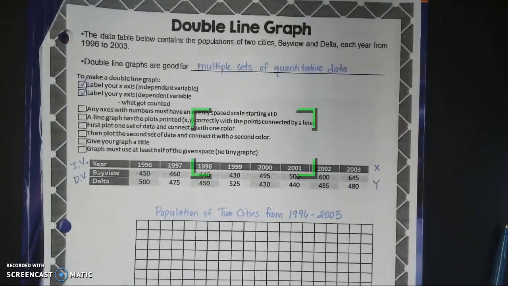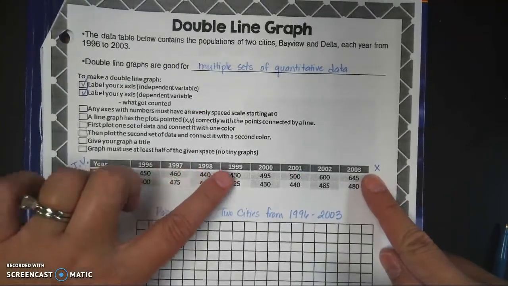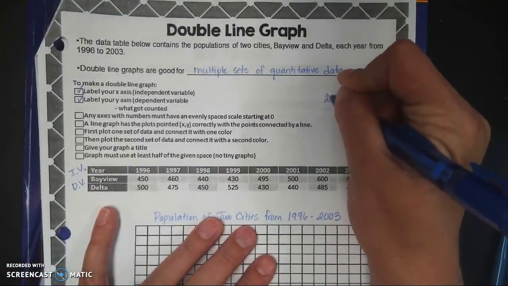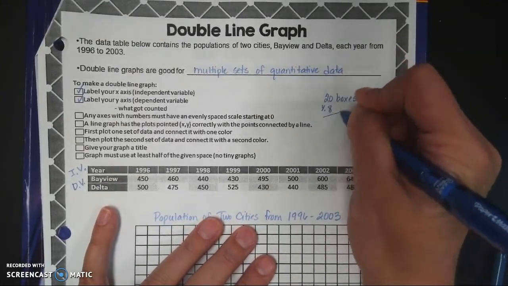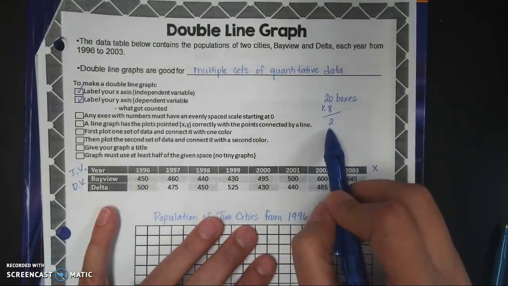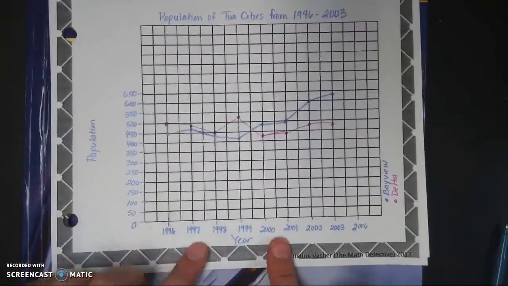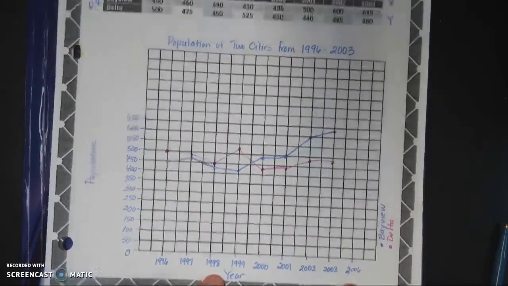Now we need scales for the graph. Looking at the x-axis, my years, I have 1, 2, 3, 4, 5, 6, 7, 8 years. And I've got 20 boxes to work with again. So 20 divided by 8 is about 2 point something. But I know that to evenly space these out, I need about 2 boxes in between my years for the scale down here. So that's what I've used. Every 2 boxes is a year.